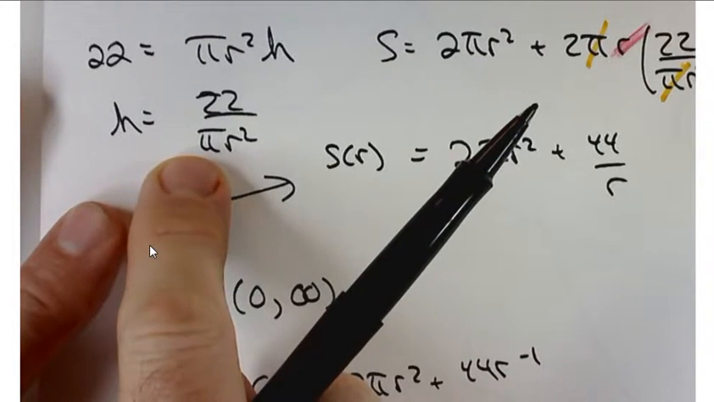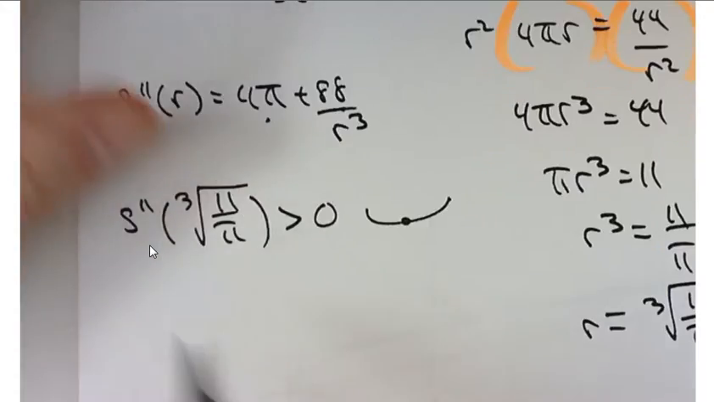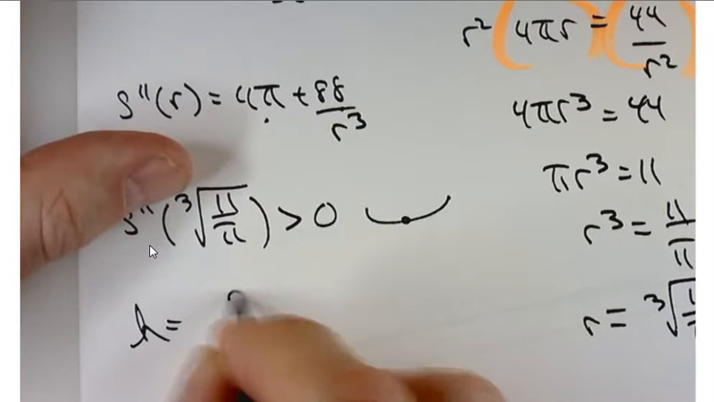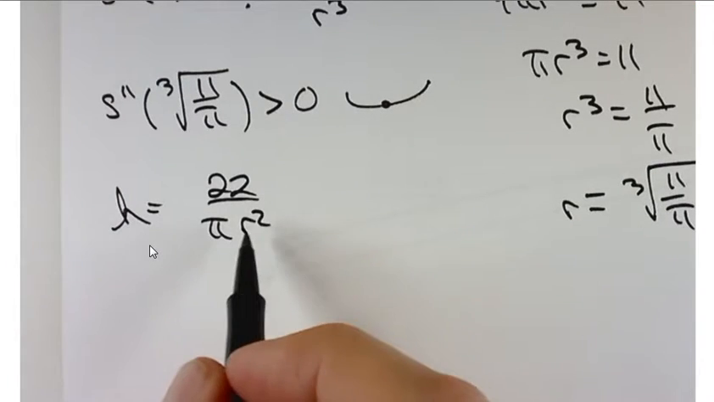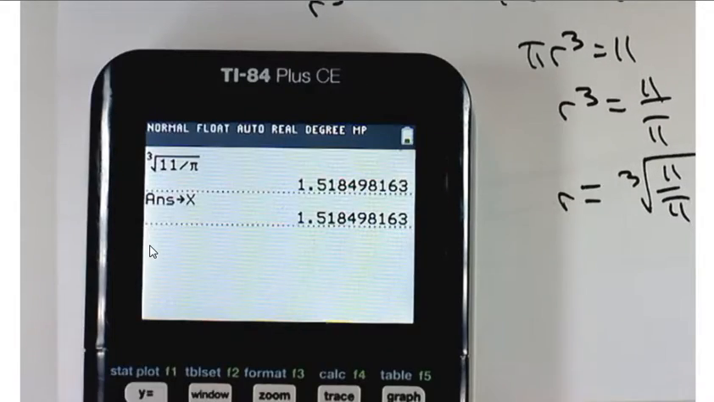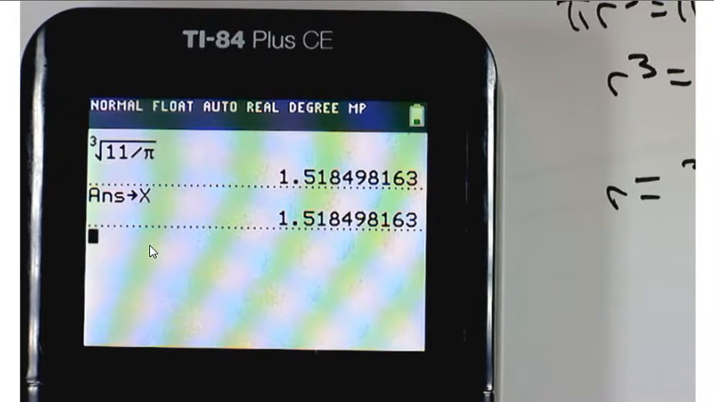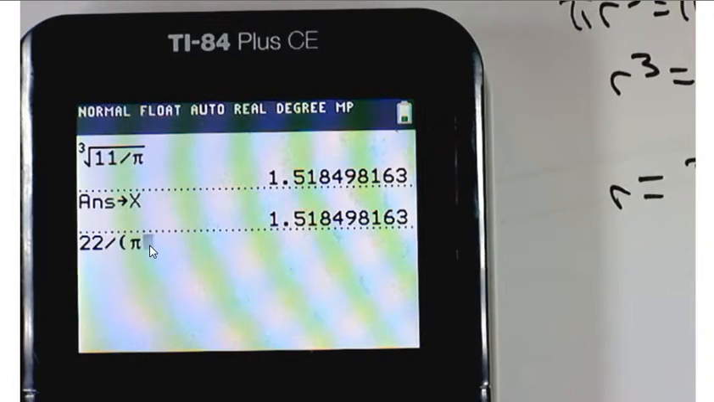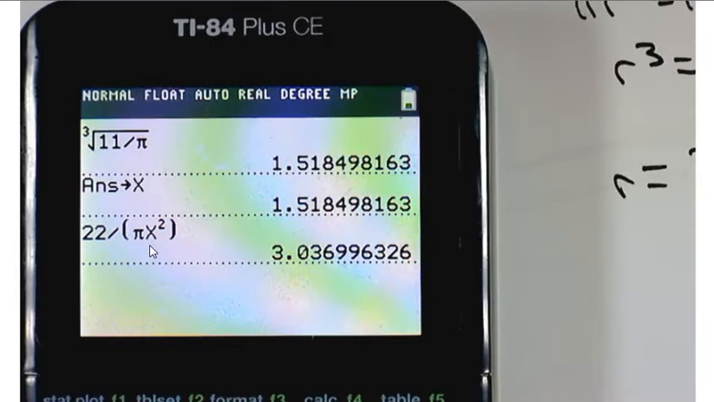This is what our expression is for h. It's 22 over pi r squared. So h equals 22 over pi r squared. I've already stored the value of r in my calculator. So let's actually calculate h then. So I want 22 divided by parentheses pi times x squared. And there's something interesting about this can. Look at the radius compared to the height. What do you notice?